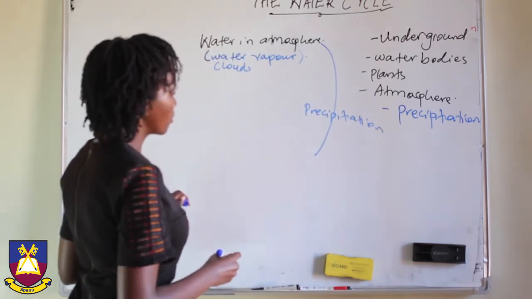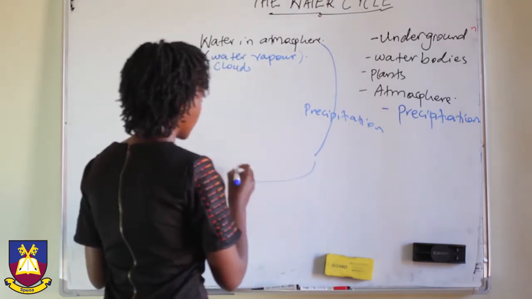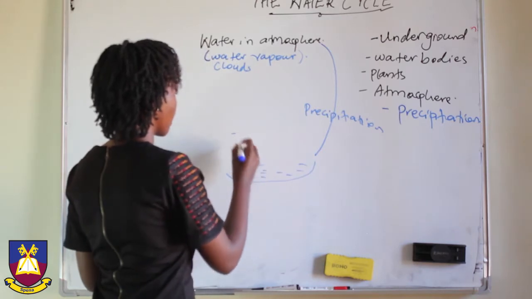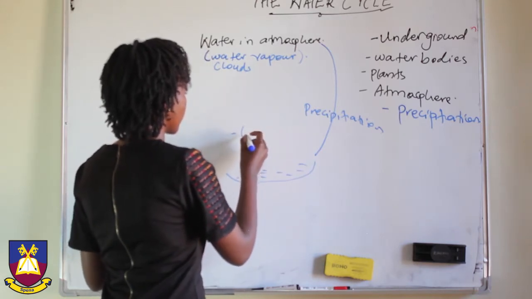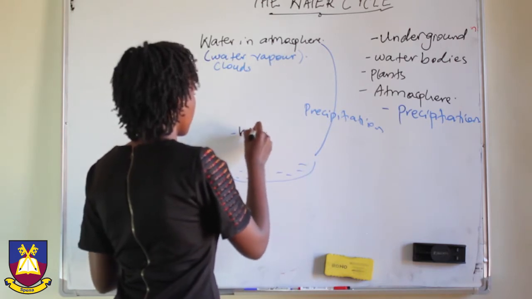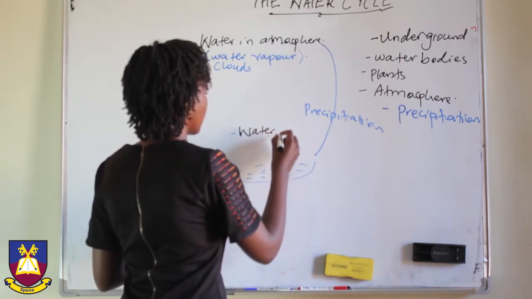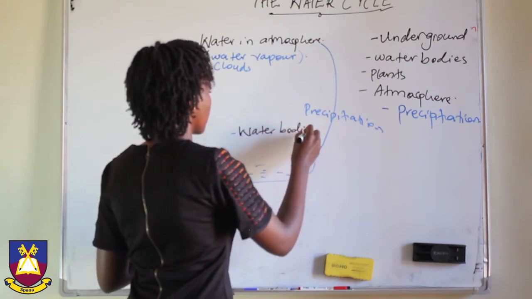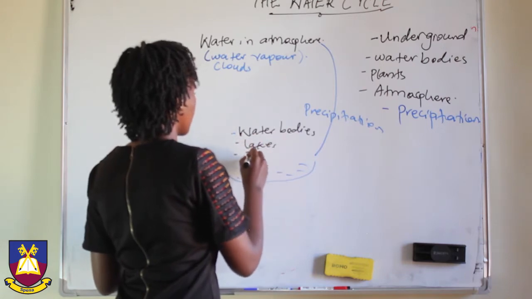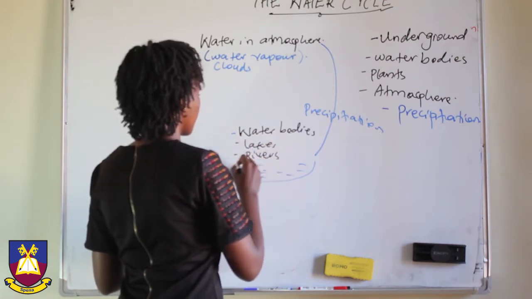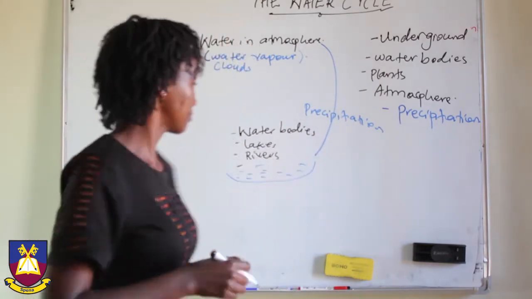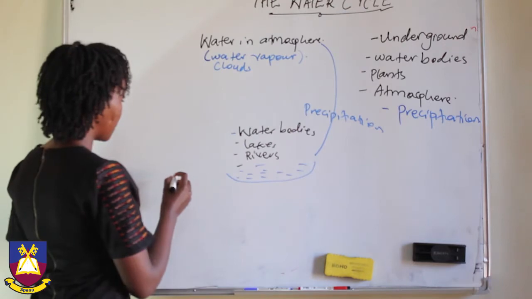So during precipitation, some of that water goes to the lakes, rivers. So here we have lakes, we have our water bodies, which could be the lakes, the rivers, swamps, oceans, seas. We also have plants.